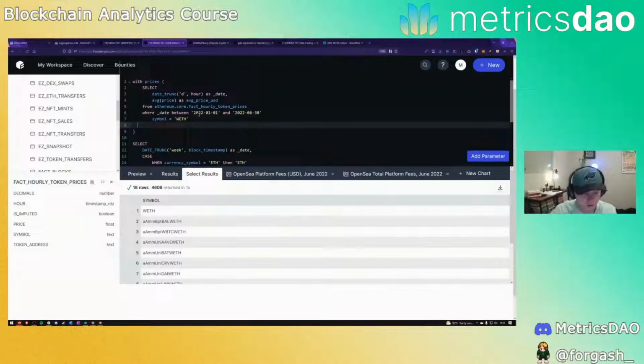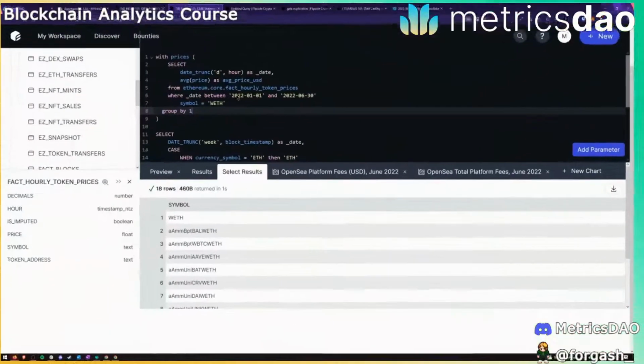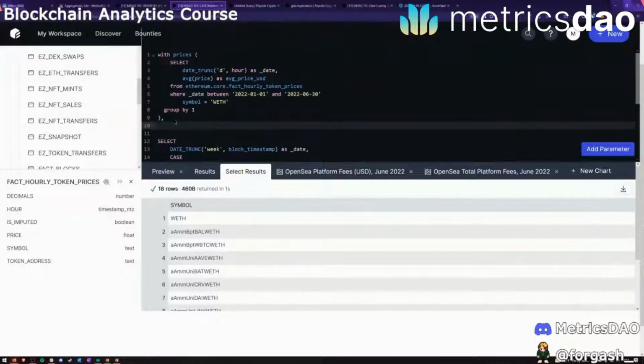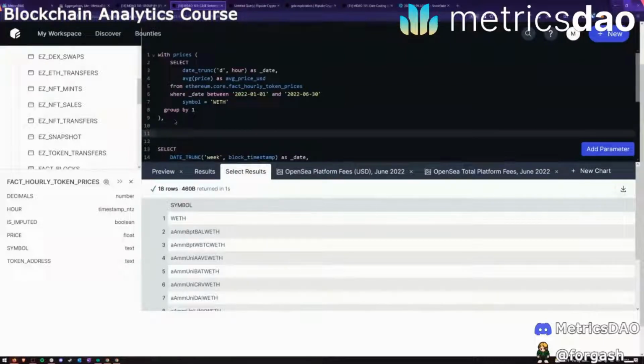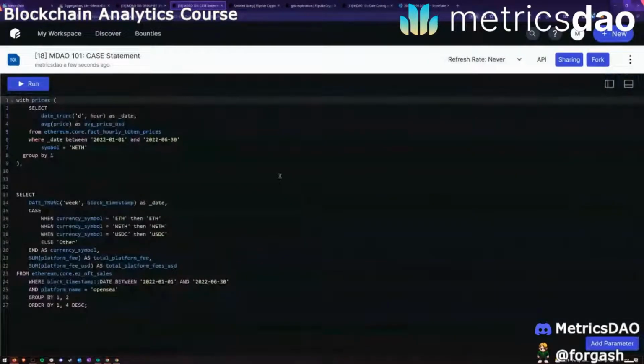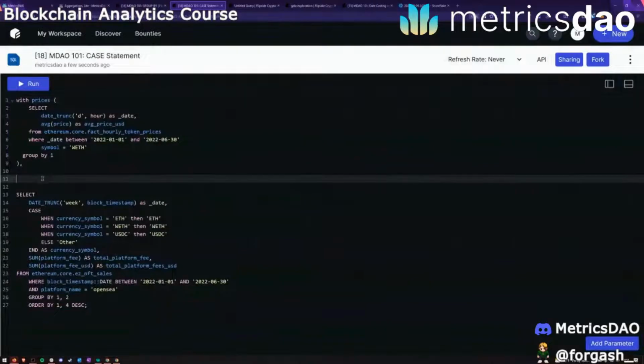Something that I love to forget to do is actually write the final group by. So now we're just getting the daily price of ETH from January 1st to the end of June. So then let's say we want to do something else. We want to write another query, and we're just going to take the information that we had before. So let's hide the results for a second, and even let's hide the sidebar so we can just focus in on what we're doing. And we can write another CTE.